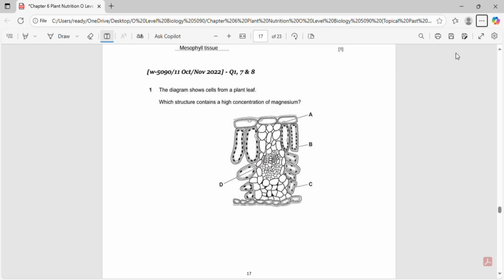And here's another MCQ. This time, the diagram shows cells from a plant leaf, and the question is, which structure contains a high concentration of magnesium? Now, we know that magnesium is a key component of chlorophyll. So, the more chlorophyll a cell has, the more magnesium it will contain. Chloroplasts are most abundant in palisade cells, since that's where most photosynthesis happens. Therefore, structure B, which represents the palisade cells, contains more magnesium, making B the correct answer.